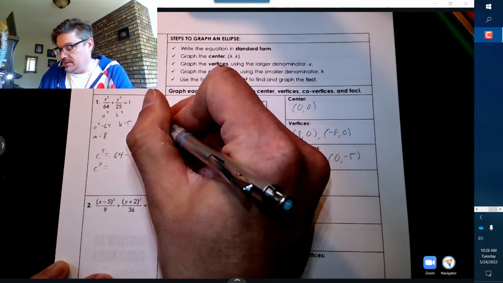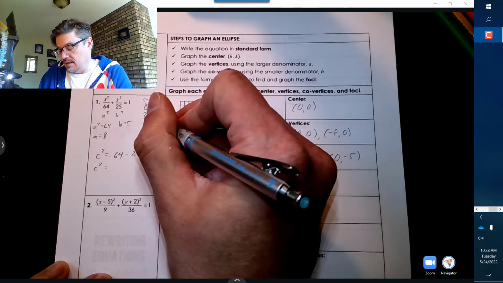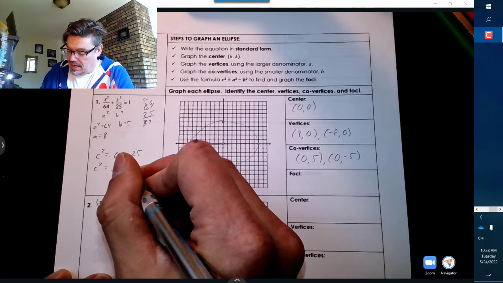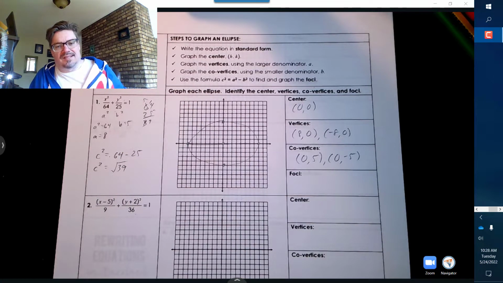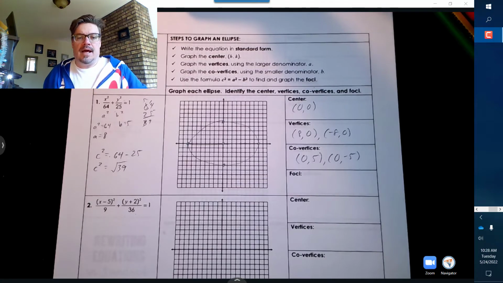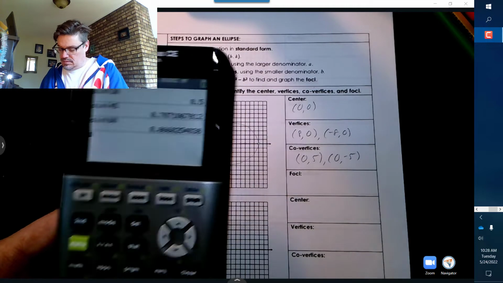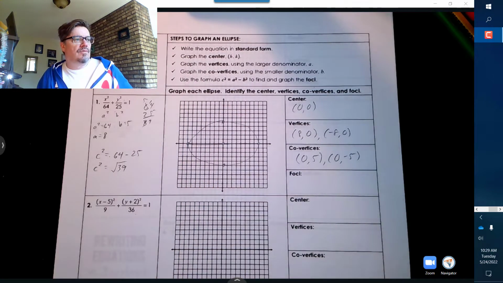Man, I do not trust myself to do this. 39. All right, so we got the square root of 39. Okay, square root of 39 is 6 point something. Now let me find out exactly what that is. Square root of 39. Okay, 6.24.